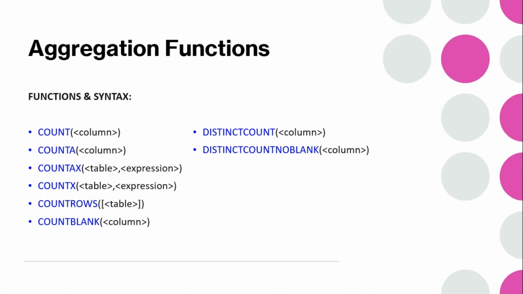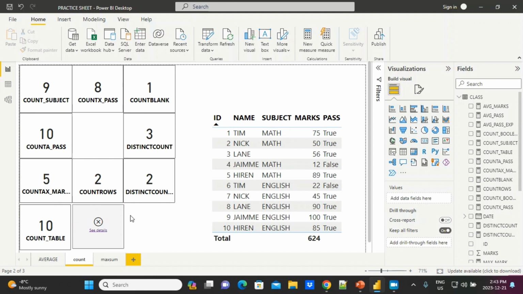Please take a moment to review the list of syntax on the screen. To use them, remember COUNT and COUNTA need only one argument, the column name. COUNTAX and COUNTX, on the other hand, require two arguments, the table name and the expression. COUNTROWS can take a table name or a table name with an expression in the filter context. Lastly, COUNTBLANK and DISTINCTCOUNTNOBLANK need just one argument, that is the column name. Let's quickly proceed to the demonstration of these functions in Power BI.